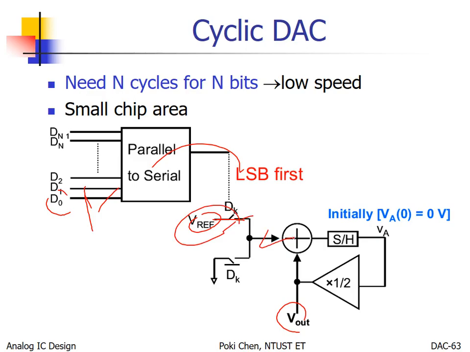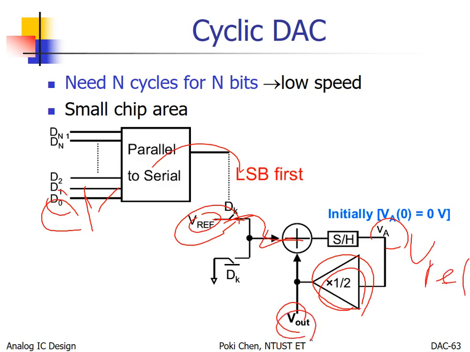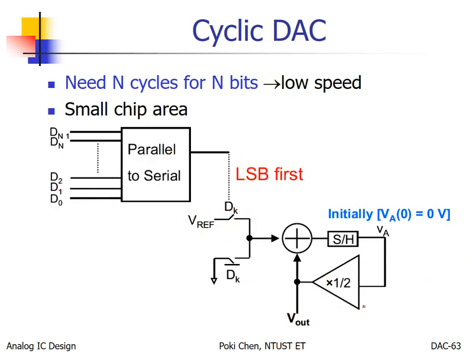And then, for each operation, the output voltage here will be divided by 2. Got it? So for the first cycle, D0 connects V reference, and you get V reference here. But what is the output? It is divided by 2, so you get V reference by 2. But this is for the first cycle. And how about the next cycle? According to the superposition principle, we only need to consider the impact of each bit, then sum all of them up to your final result. That's it.